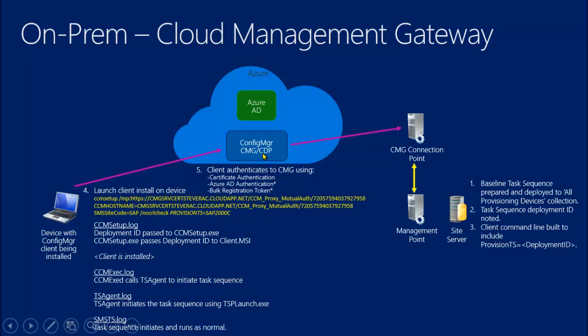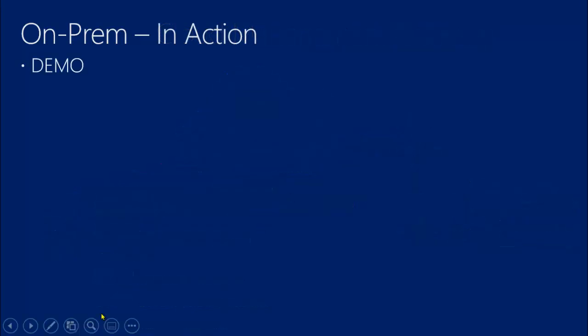Now, this is where that authentication gets into play. Either you're going to use certificates, which works beautifully in Configuration Manager 2002, or you're going to want to use the Azure AD authentication, which is the device token or the user token, probably the device token, or the bulk registration token. The bulk registration token and Azure AD do not work in 2002. They will work in 2006, right? That's why I'm using 2006, right? Okay, so this is kind of the process of how it works. Now, let's go see this happen in action, all right?